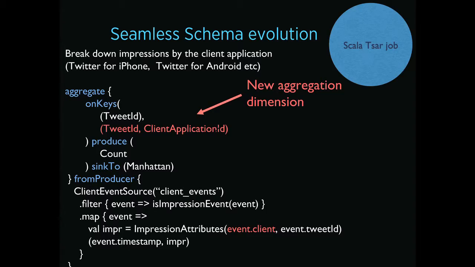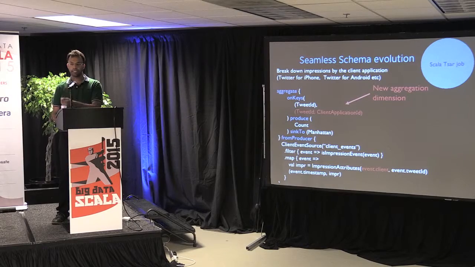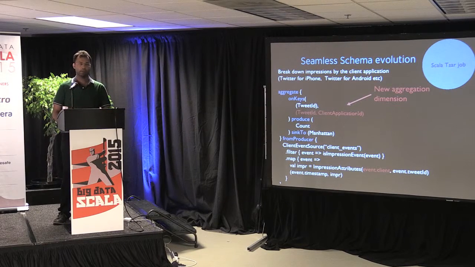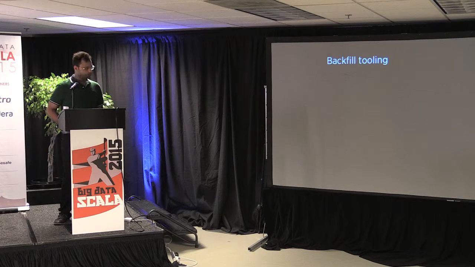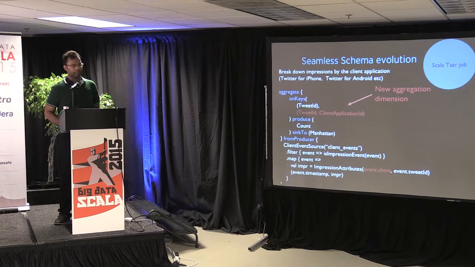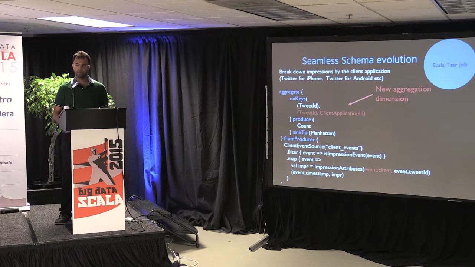In a typical case, you would have to go update your offline job, update your online job, update your query service, update your schema inside Vertica to add a client application ID column, do a bunch of things, update your observability, your alerts, etc. In Tsar, sorry, I skipped ahead. In Tsar, you add one line into your onKeys block saying I want to aggregate on tweet ID and client application ID. And then in your produce events place, you extract the client application ID from the raw event. And you run Tsar deploy, and it will automatically do everything for you. So it allows you very easy schema evolution in this case.